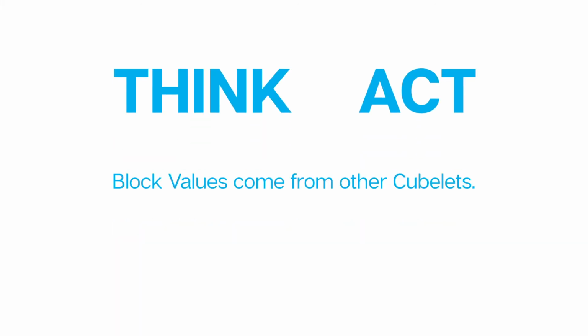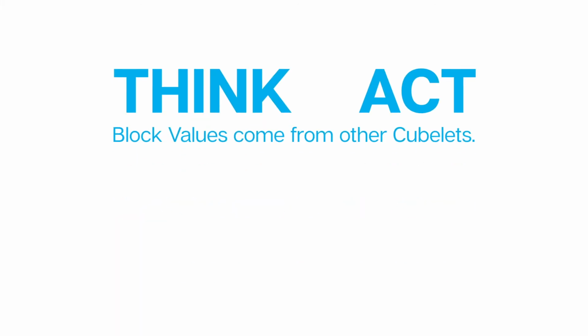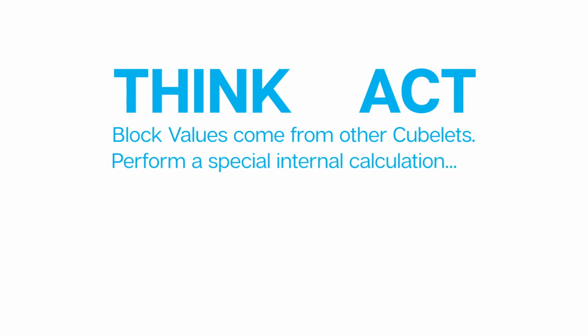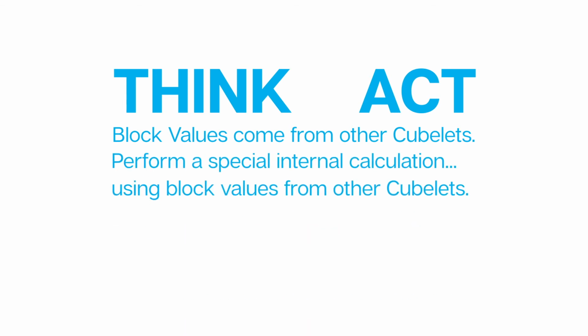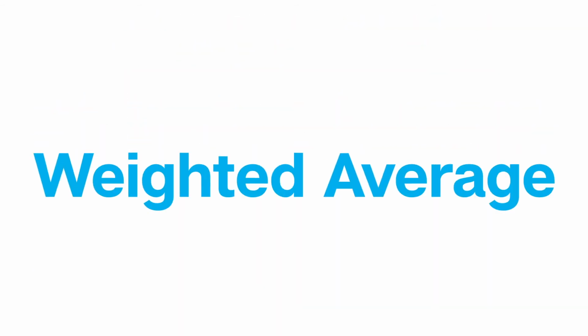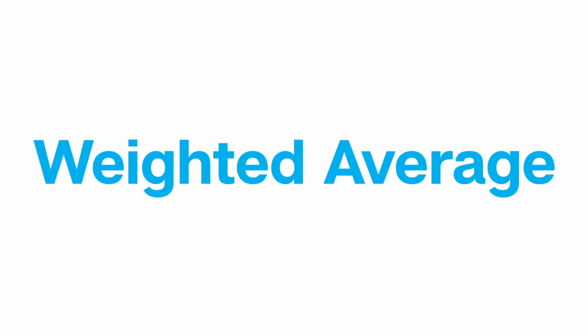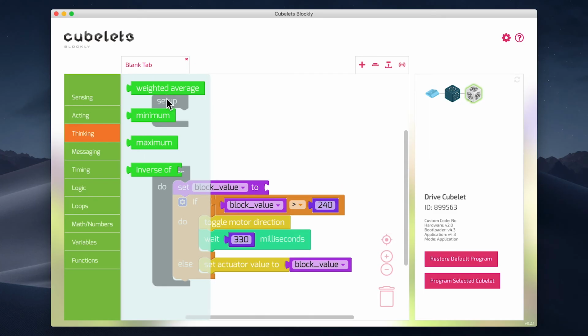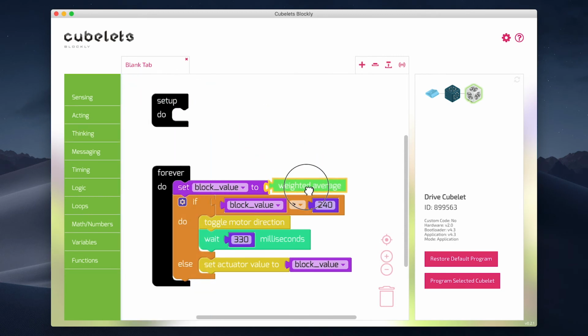Think and act cubelets generally get their block values by listening to other cubelets. They perform a special internal calculation of all the block values they receive and their relative distance to their cubelet. After that calculation is done, they come up with a single number called the weighted average. But how it's calculated isn't really the point. The weighted average is just cubelet speak for the way that think and act cubelets listen to other cubelets by setting the block value to the weighted average.